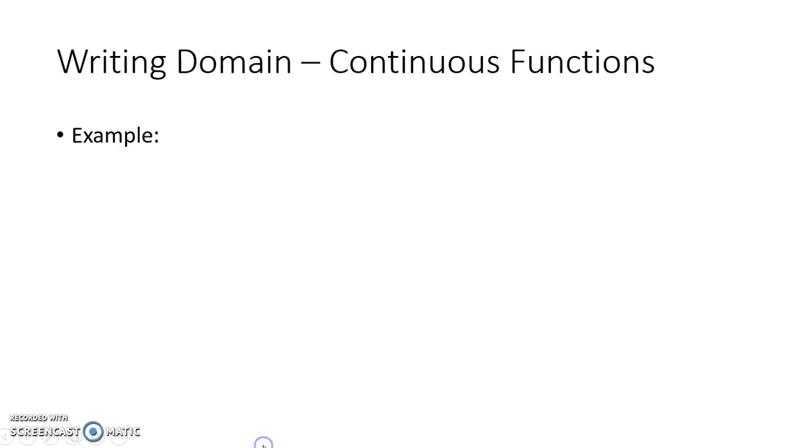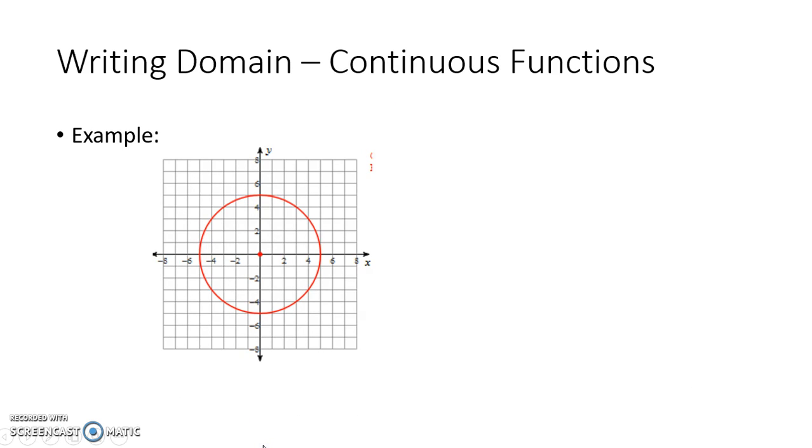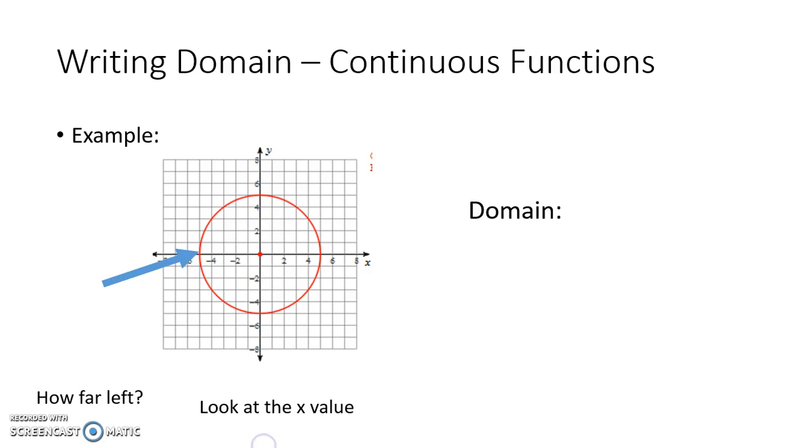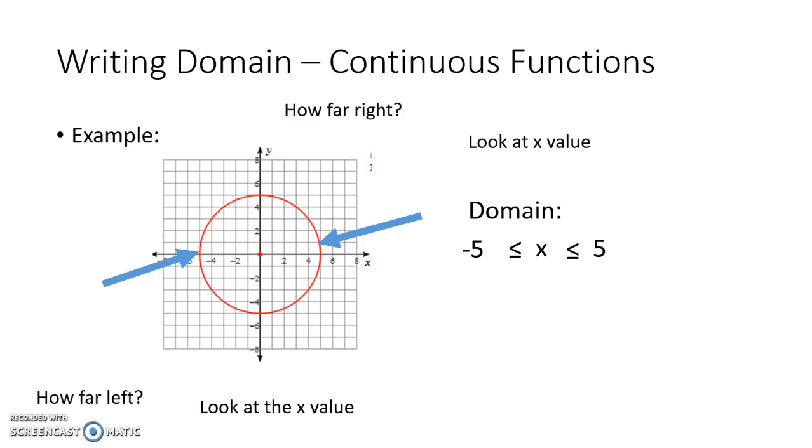Another example of writing domain with a continuous function. Okay, this is a graph of a circle. So again, for the domain, you say how far left. So in this case, look at the x value. Since it's a number, it's going to be written as -5 is less than or equal to x. Then how far right? This is +5. So it's going to be less than or equal to +5. That's your inequality notation. Your interval notation will be written inside brackets.